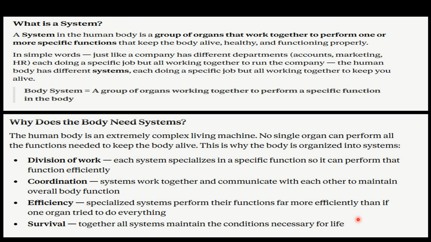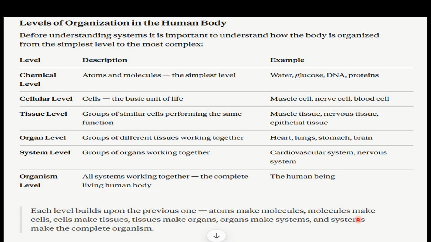Now the next thing is, before we move deeper into the human body system, we should know at least this information, because this is the key component. Before understanding the system, it is important to understand how the body is organized from the simplest level to the most complex level. Here I have created a table with level, description and example. Let's see one by one. First is the chemical level, which includes atoms and molecules, the simplest level, like water, glucose, DNA and protein.